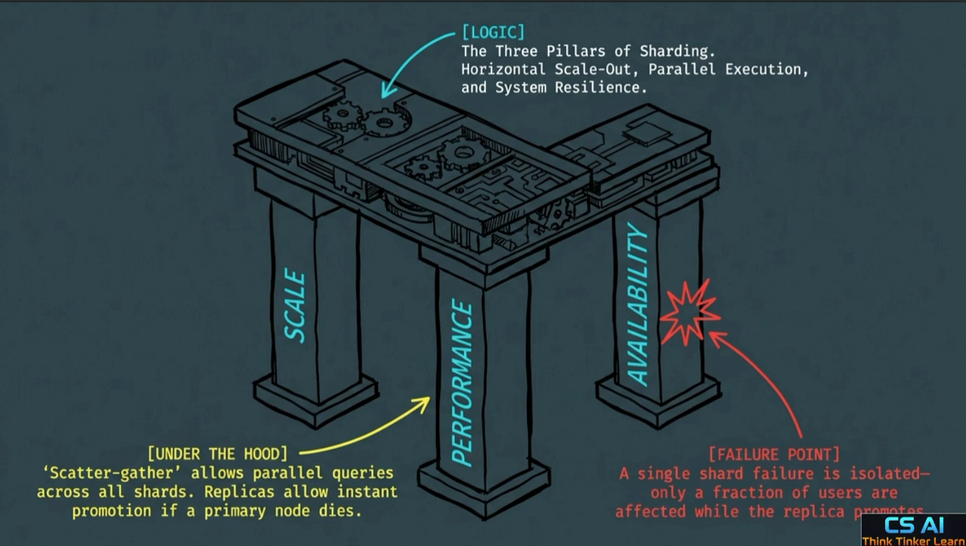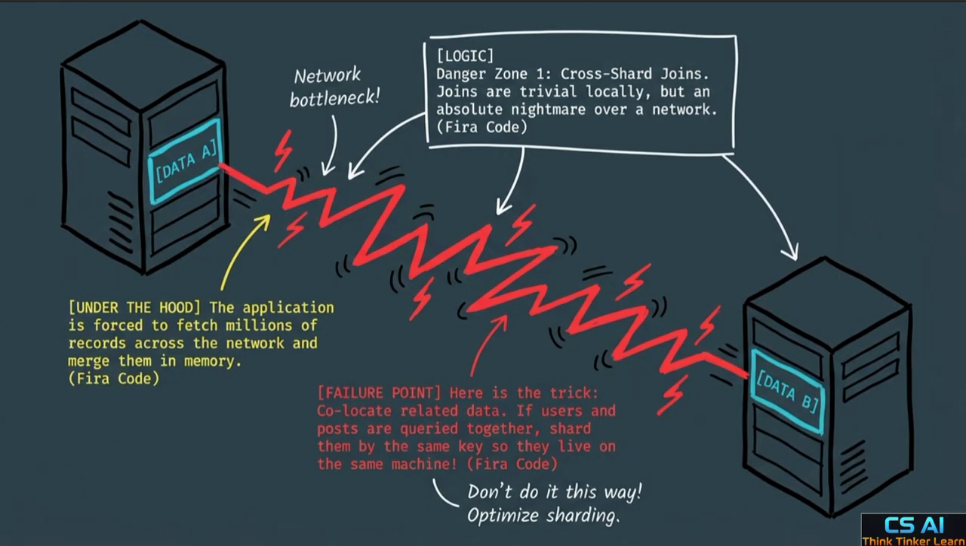The failure point here is crucial for availability. A single shard failure is isolated, only a fraction of users are affected, while the replica promotes, minimizing impact and maintaining continuous service. Despite its benefits, sharding introduces a danger zone: cross-shard joins.